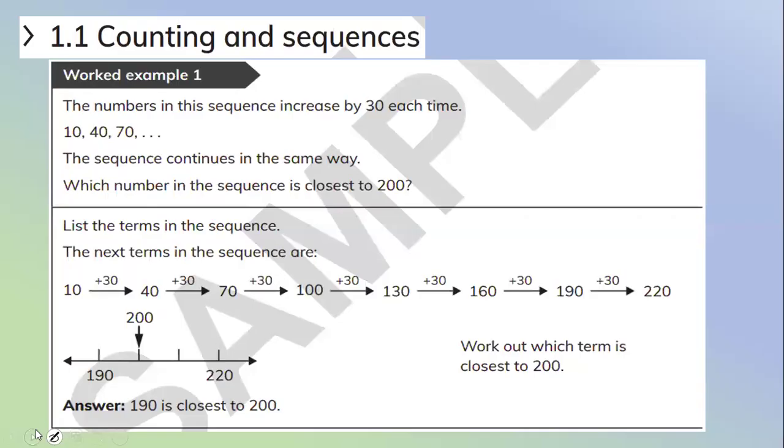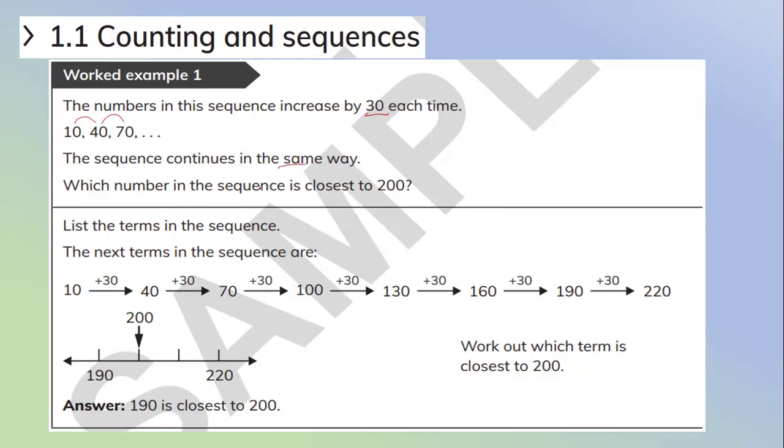Okay, this is Article 1.1, Counting and Sequences. Worked example 1. The numbers in this sequence increase by 30 each time. So 10, 40, 70. 10 plus 30 is 40, 40 plus 30 is 70. The sequence continues in the same way.